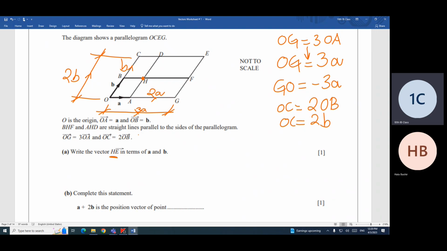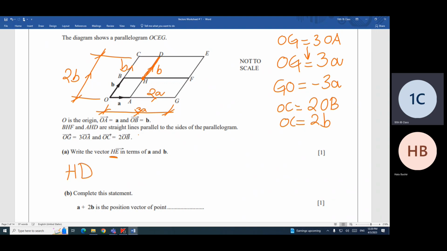Tell me. H to D, then D to E. Did you hear what he said? That's right. Why? Because HD is parallel to this one. So this is the direction for it and this is the magnitude for it. Is that clear? So we say HD.